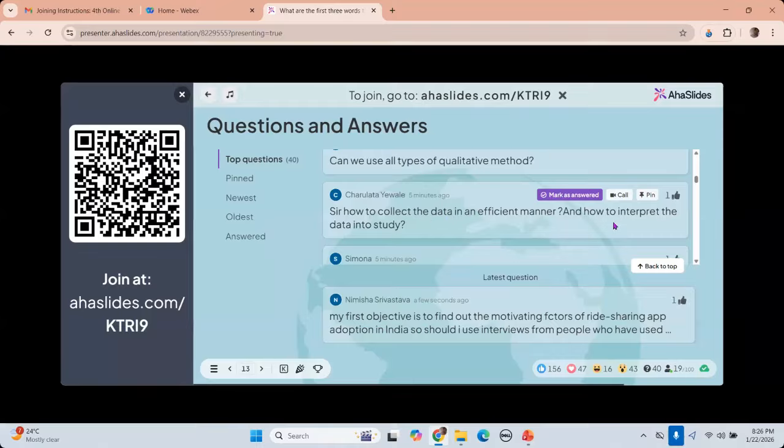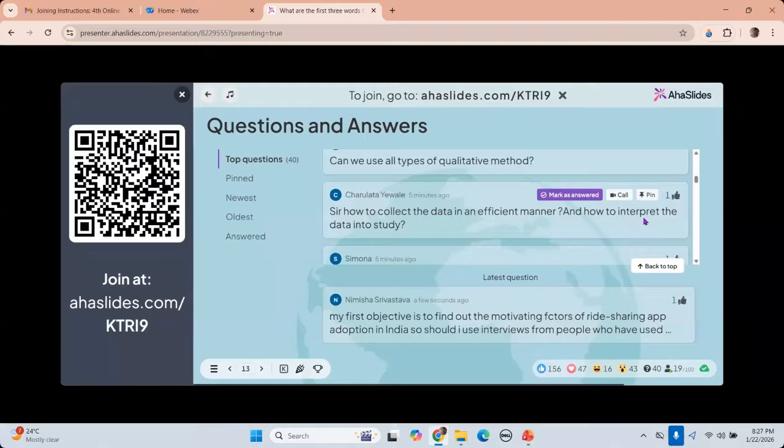Coming to the second question, how to interpret the data in the study. If it is a qualitative study, I'll go for thematic analysis, content analysis. If I'm using a particular qualitative approach, like a phenomenological study, I'll go with descriptive phenomenology or interpretive phenomenology. If I'm using grounded theory, it has its own data analysis. Discourse analysis, we have it. Case study has within-case analysis and cross-case analysis. So this is all about qualitative.